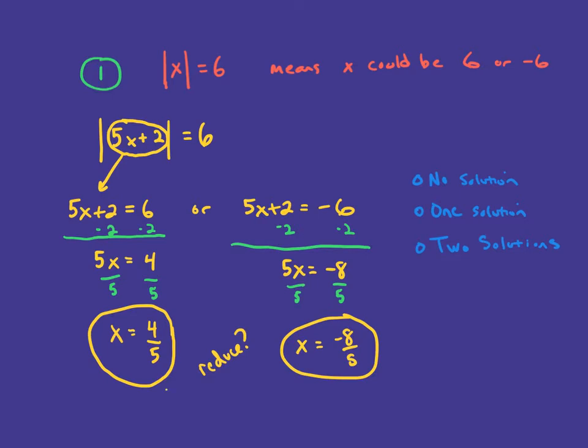And you'll notice that we've got two answers there, so they'll give you an option here that you'll need to select. So we'll select two solutions, and then you'll put both of your answers in there separated by a comma. So you'll have a box, and you'll put in 4/5, comma, negative 8/5.